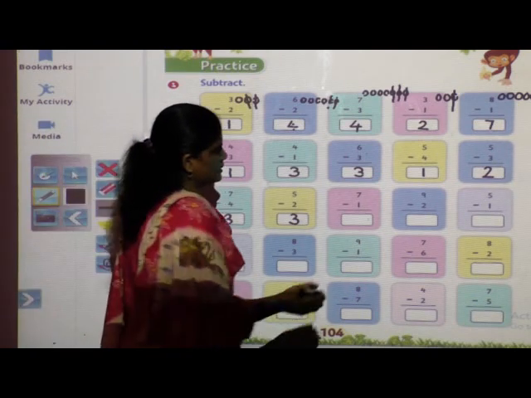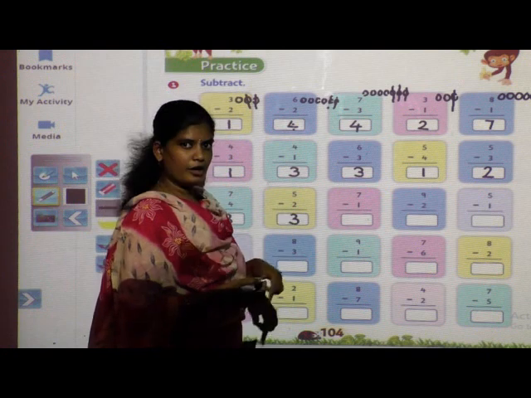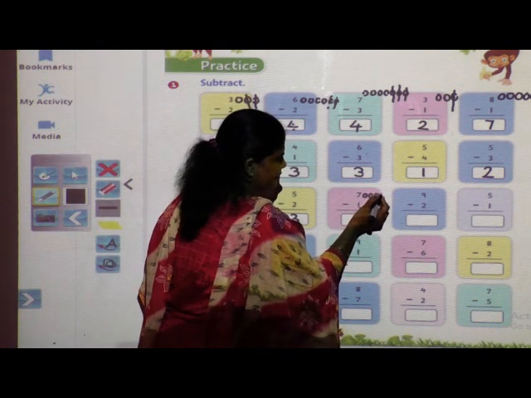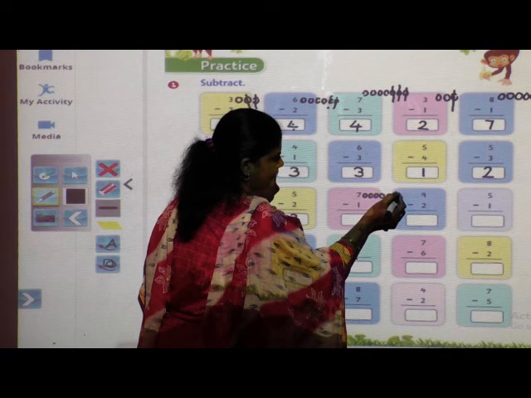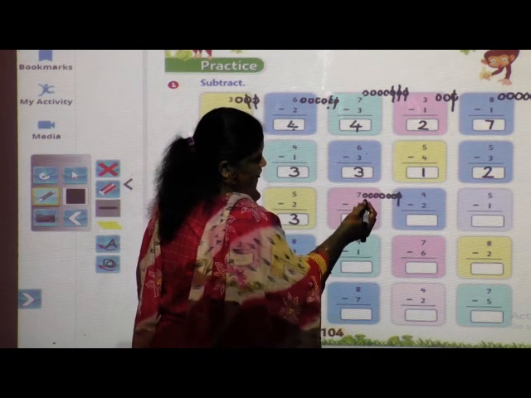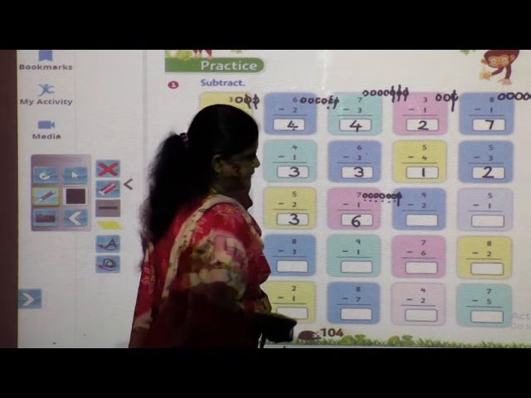Now see, if there is a big number, you will get confused while counting on the fingers. So you can draw like this. 1, 2, 3, 4, 5, 6, 7. Cut minus 1. So now count 1, 2, 3, 4, 5, 6. So write here 6.